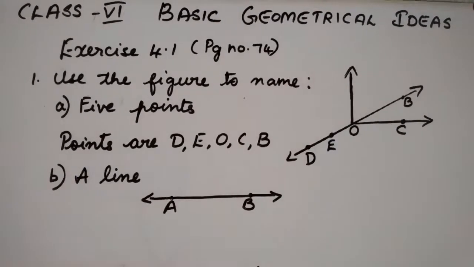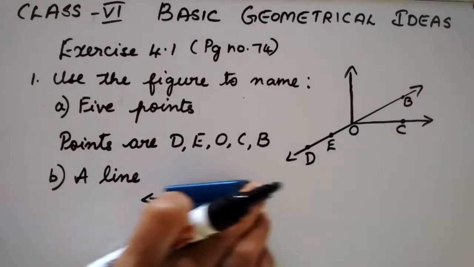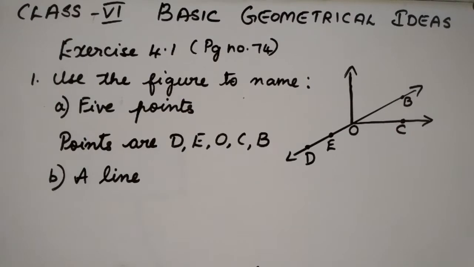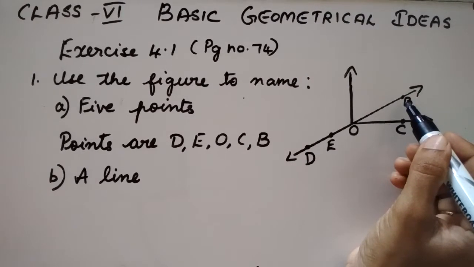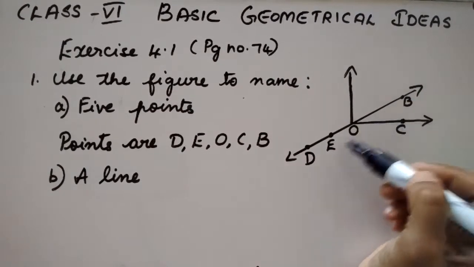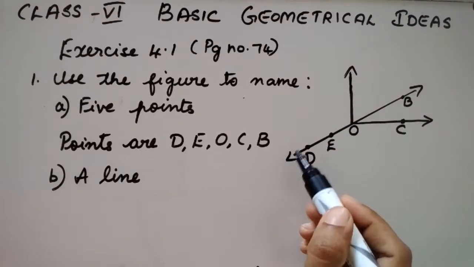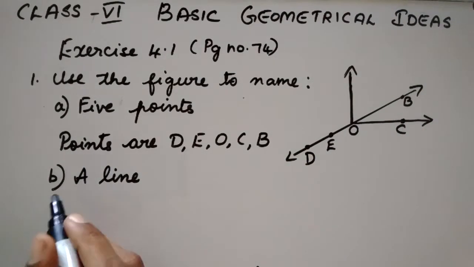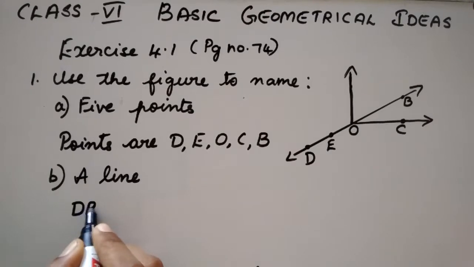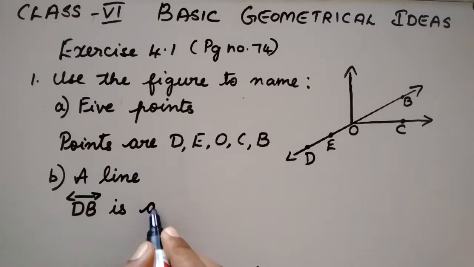So, in this figure, we have to name a line. So here DB is a line because points D and B are extended in both the directions. Therefore, DB is a line.